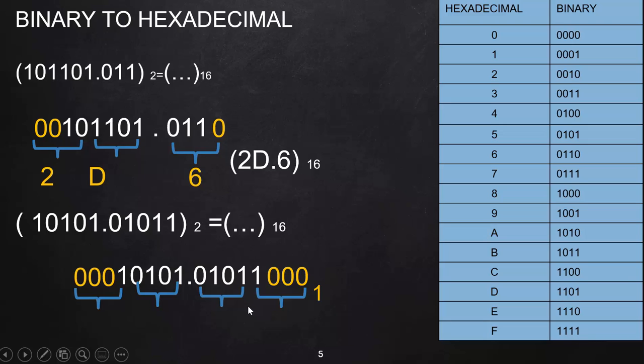Now using this we can identify the hexadecimal equivalent. 0001 is equivalent to hexadecimal 1. 0101 is equivalent to hexadecimal 5. Next 0101 is again 5. This 1000 is 8. So this is the hexadecimal equivalent of our given number.